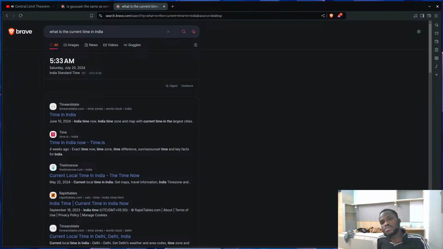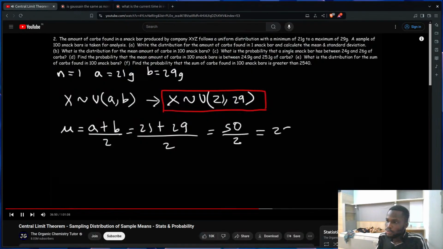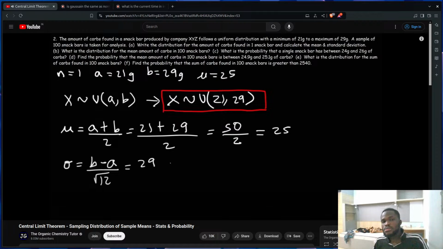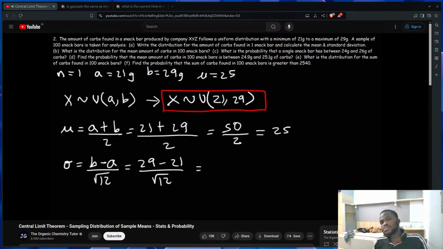Now the second part, we need to calculate the mean and standard deviation. For a uniform distribution, the mean is simply the average of the minimum and the maximum values. So we're going to add 21 and 29, and then divide by 2. 21 plus 29 is 50. Half of 50 is 25. So the mean is 25. Now let's calculate the standard deviation. The formula that we need is b minus a divided by the square root of 12 for a uniform distribution. So that's 29 minus 21 divided by the square root of 12. 29 minus 21 is 8, and 8 divided by the square root of 12 will give us this number. So the standard deviation is 2.3094. So that's it for part A.